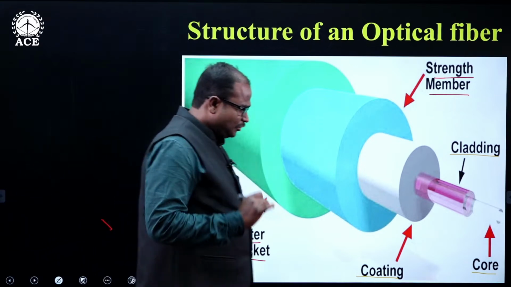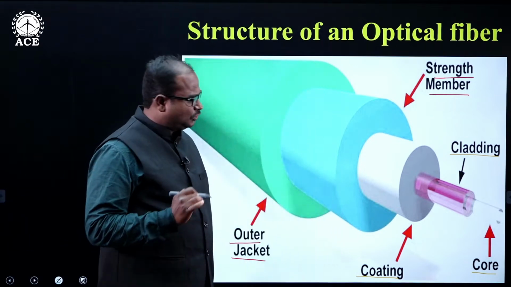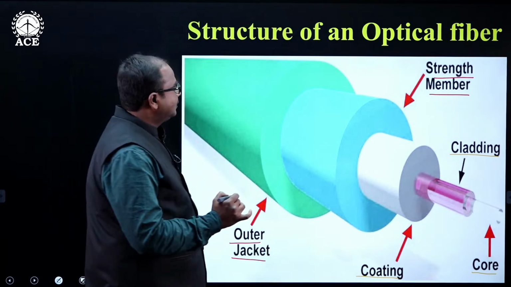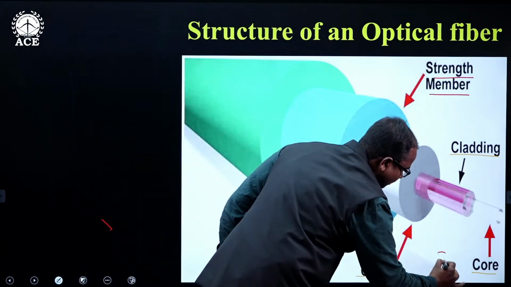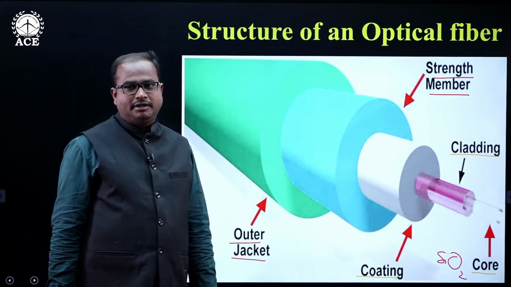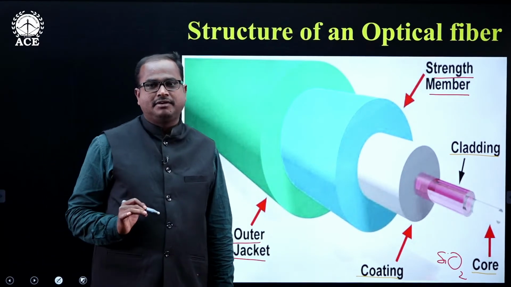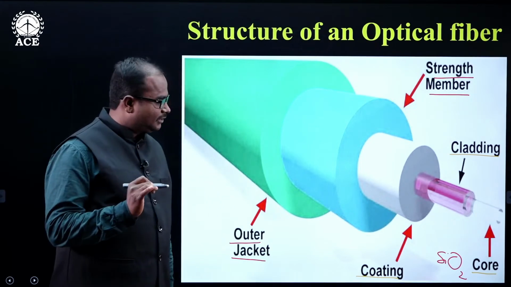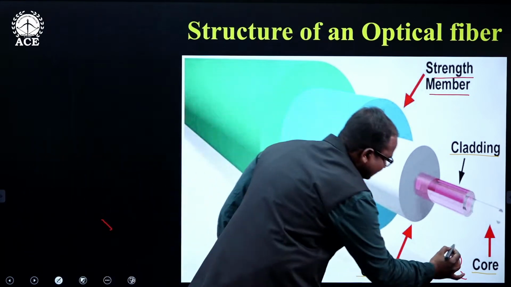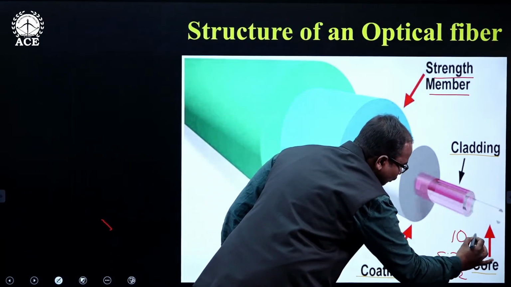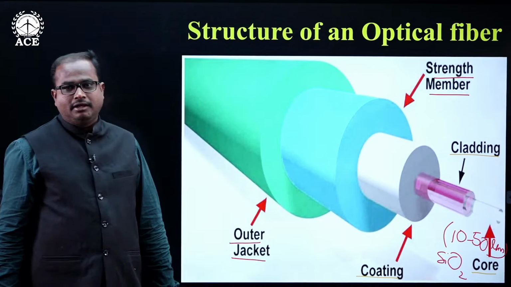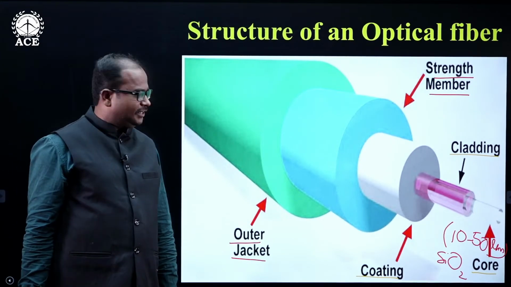These are the important parts of any optical fiber. If we come to the core, this core is made up of a special type of glass material, that is silicon dioxide. What is the thickness of this core? The core thickness is around 10 to 50 micrometer.